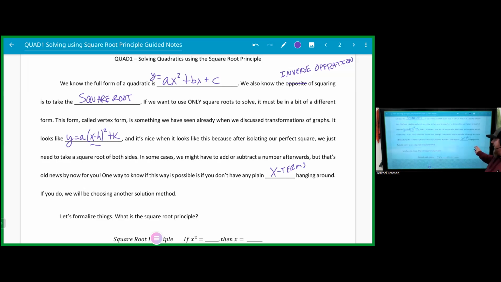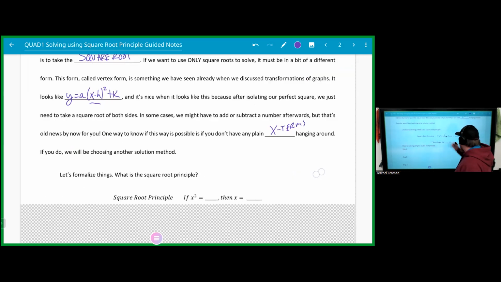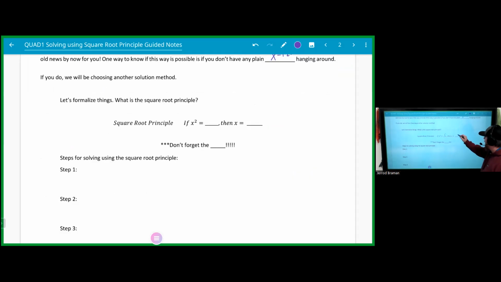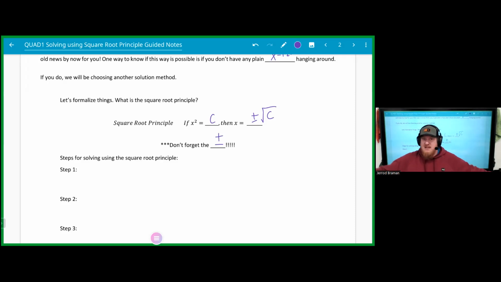Let's go ahead and formalize something. If x squared equals c, then x equals plus or minus the square root of c. And don't forget the plus and minus. And you're saying, Mr. Brayman, why is it plus and minus? And I'll say to you this: what squared gives you 9? And I know the first thing you're going to say is, well, 3 squared gives you 9. And to that I say, yes, what else? And then you'll sit there and think.